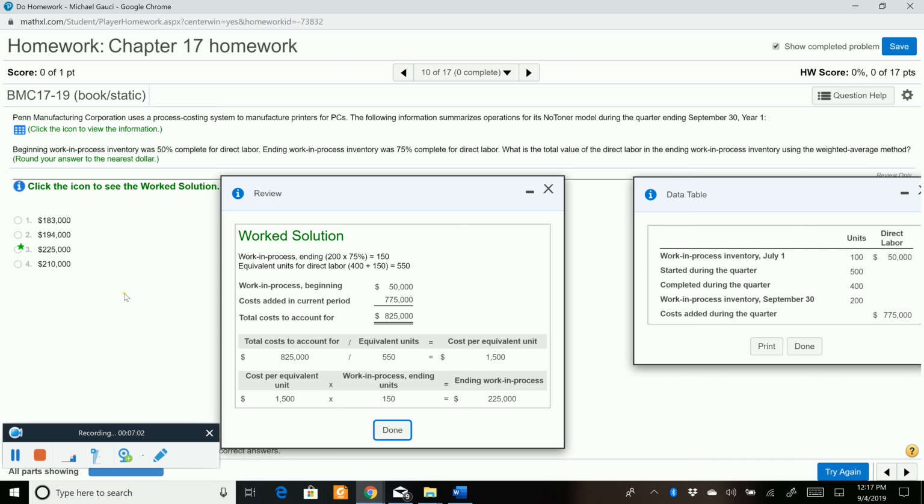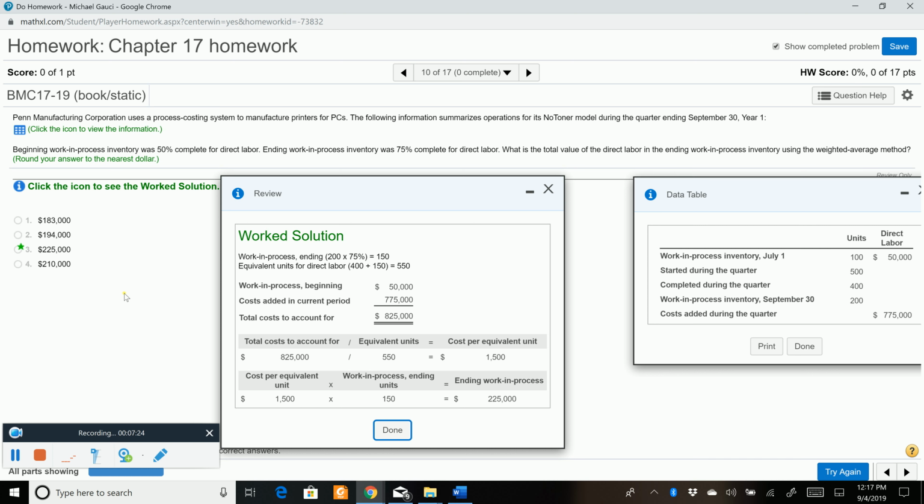It is very, very important to know whether we're using weighted average or FIFO. In this case, we're using weighted average. That is very, very important because the calculations are different. So what was given to us? We know beginning WIP, there were 100 units, and there was $50,000 of direct labor associated with the beginning WIP.